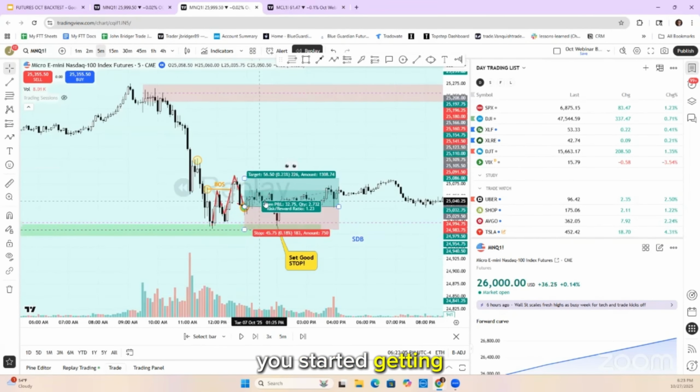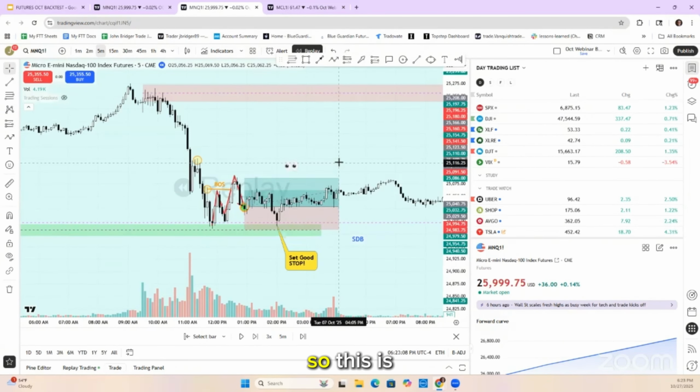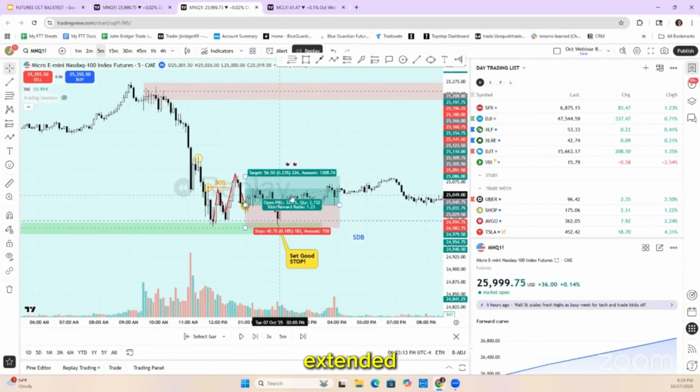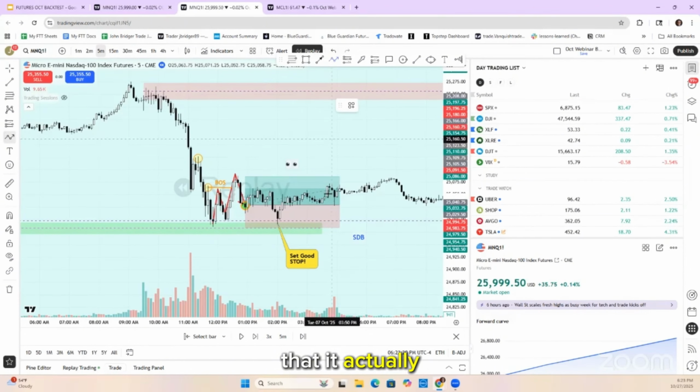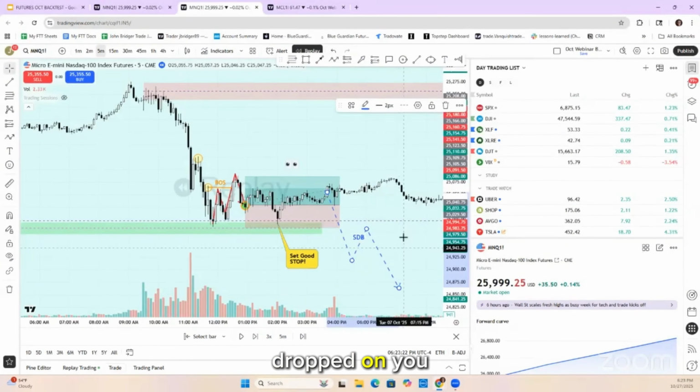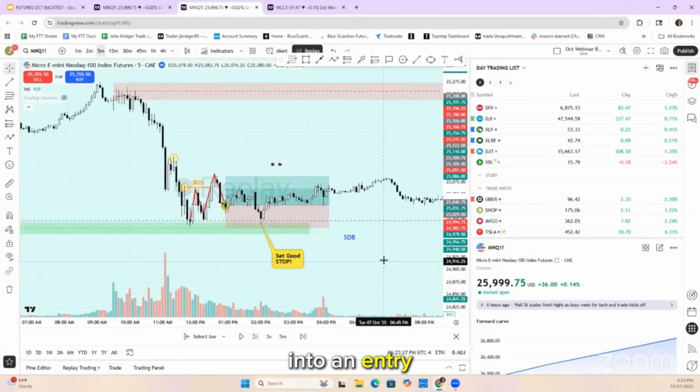But notice you started getting this extended consolidation. So this is at 4 o'clock p.m. That's the other thing I would note. Once you start getting extended consolidation like that, I would look to get out at the top of that, simply because that's a sign that it could have done this, right? It could have dropped on you. So you're more at risk the longer it stays in consolidation after you get into an entry like that.